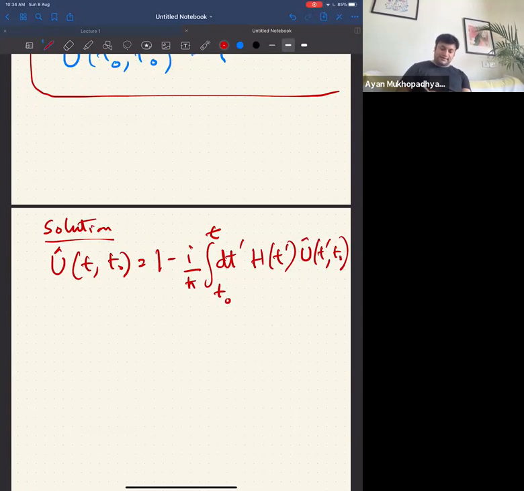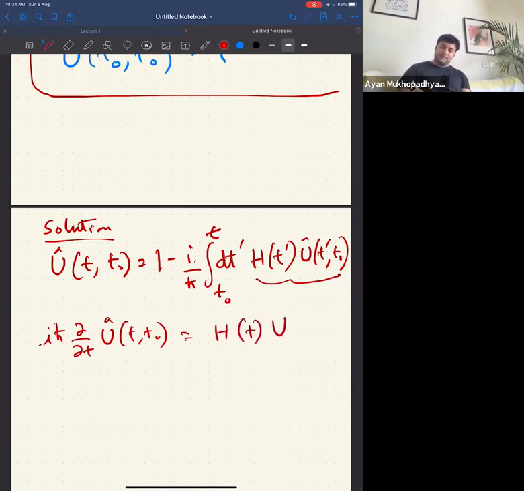if I take a time derivative here, i ħ ∂/∂t of U(t, t0), right? What happens on the right-hand side is that, of course, minus i times i gives 1, ħ goes away. And then I have to take this object and simply put it at time t, right? Because that's how it works. So it's indeed equal to H(t) U(t, t0). So this is exactly what we want. So verified.